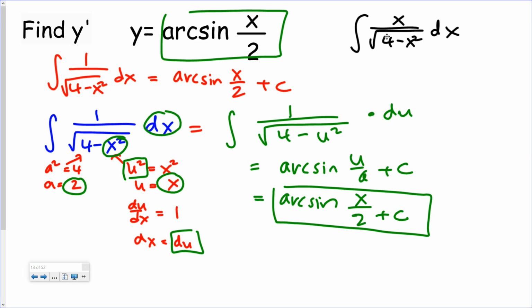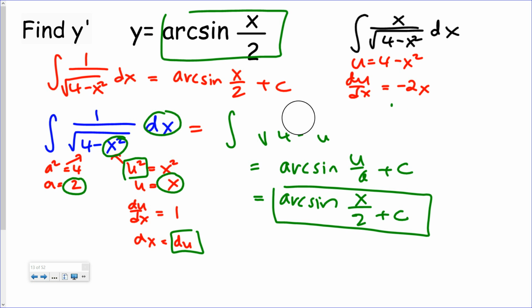Okay, if I have this problem, let's see if you can do it. What would your u be equal to here? 4 minus x squared, right? The derivative here would be negative 2x.